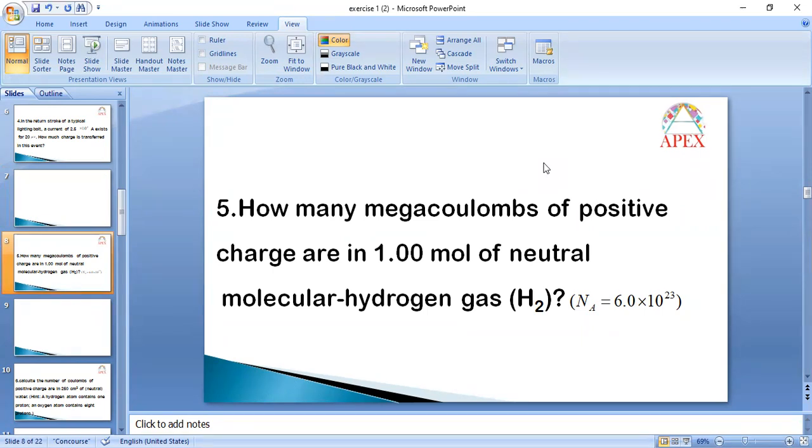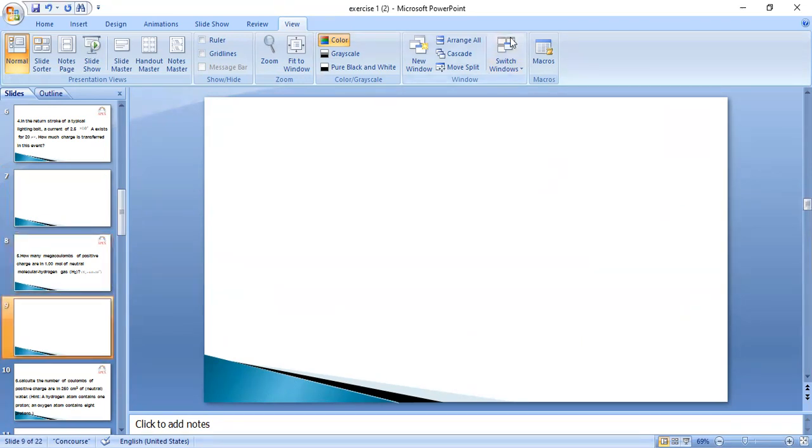1 mole of hydrogen gas means, how many molecules are there in 1 mole of gas? 1 mole of H2 gas contains how many molecules? That is nothing but the Avogadro number. That is 6.023, but simply you can write 6 × 10^23 molecules.